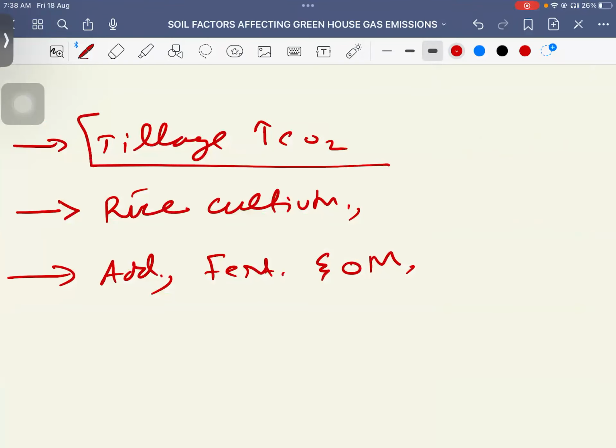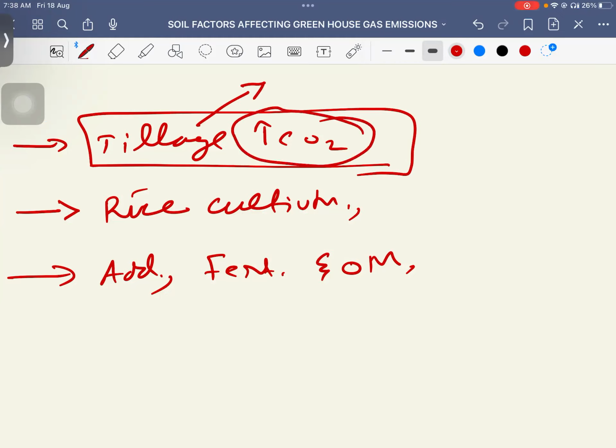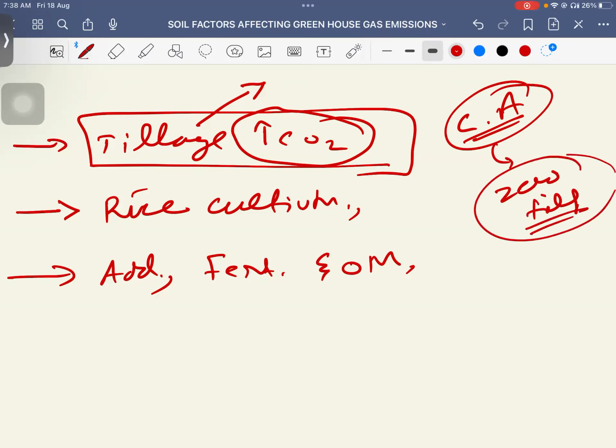Next, I told you at the starting phase how the different factors affect. Just briefly, if you go for tillage, there will be an increase in CO2 emission. That's why we are going for conservation agriculture practices. You can correlate them with these practices. Here we go for zero tillage, which is also a resource use efficient technique. So tillage is there.